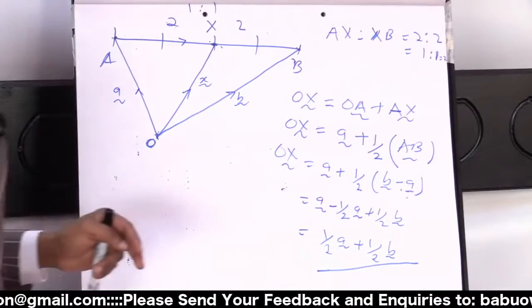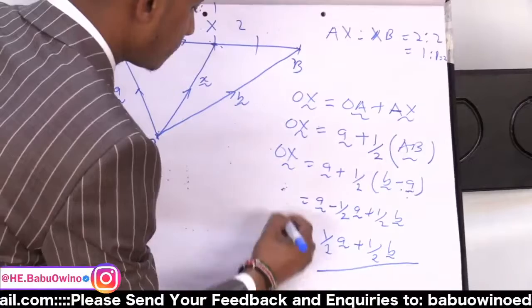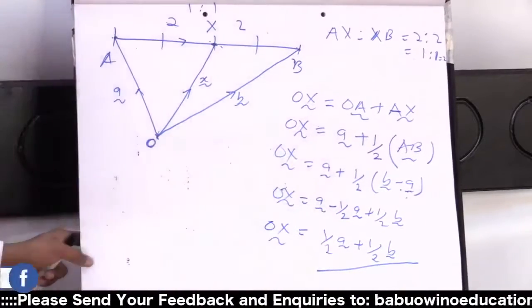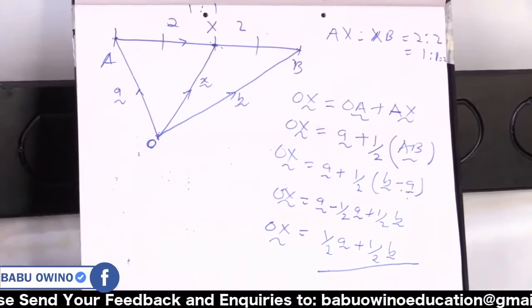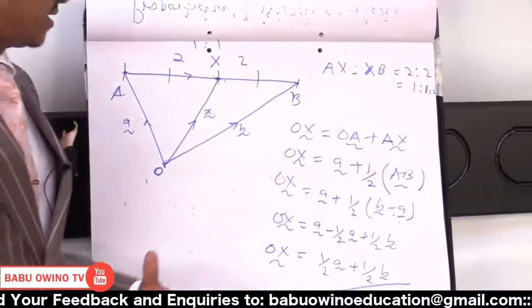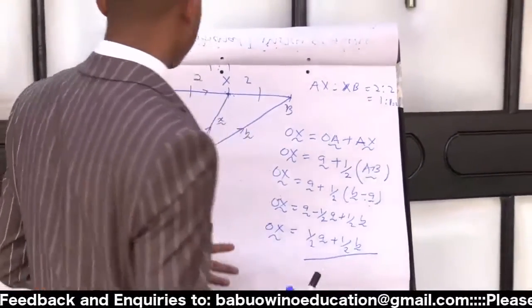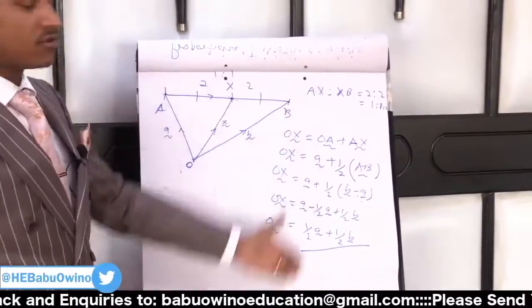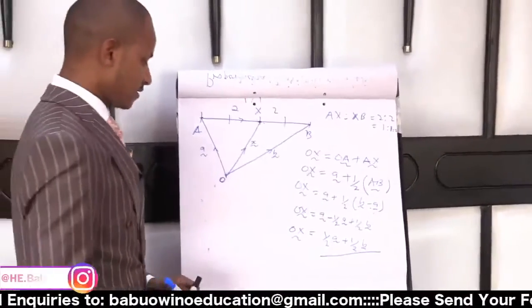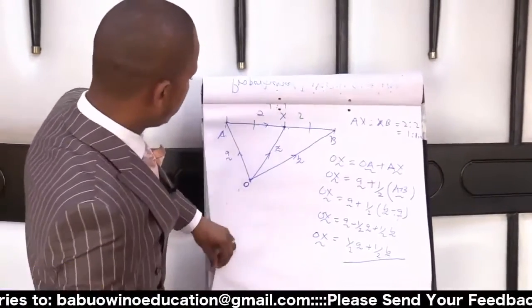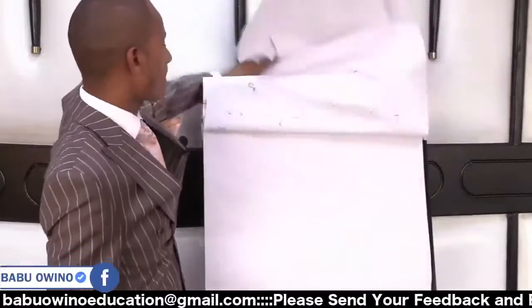So class, that is OX, the position vector of OX. I want us to derive a formula. Then we will use this formula to ease the work instead of going through all this. So in our formula, pay attention here.